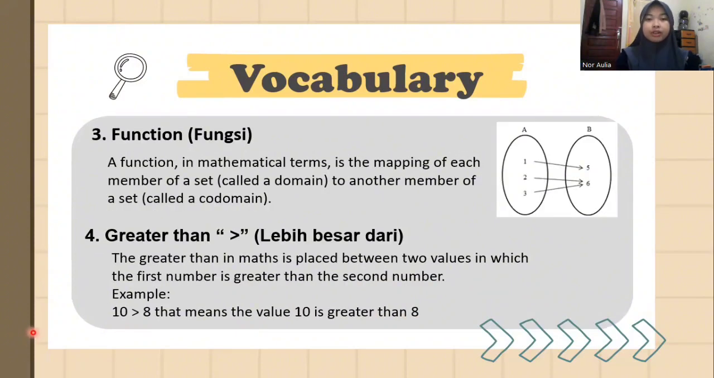Number 3 is function, or in Bahasa we can say fungsi. The definition of a function, in mathematical terms, is the mapping of each member of a set, called a domain, to another member of a set, called a codomain. We can see, for example, the function in this picture.